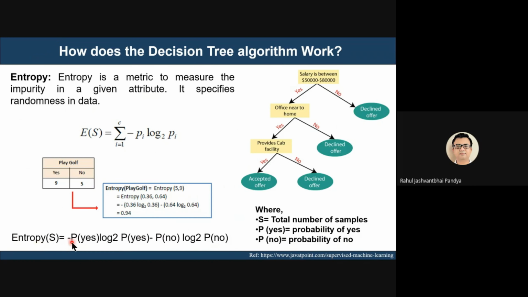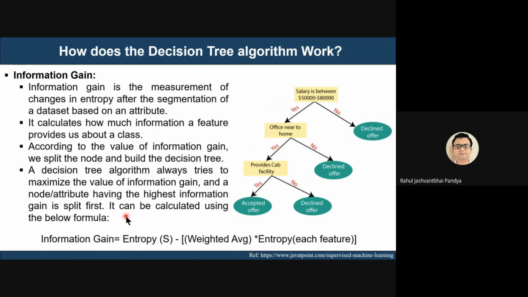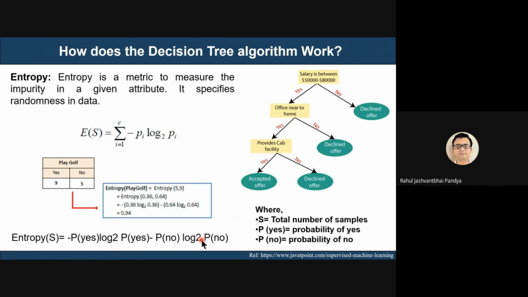You can say entropy equals minus p yes for playing the golf into log 2 p yes for playing the golf. These are the probabilities of playing the golf, and minus p no playing the golf into log 2 p no for playing the golf. That's the probability of saying no for playing the golf. And then that's my entropy. Then I substitute here, and I can compute the weighted average of the entropy of each feature. That's the given, and the weighted average can be extracted from it.